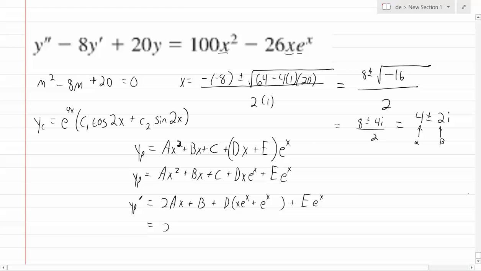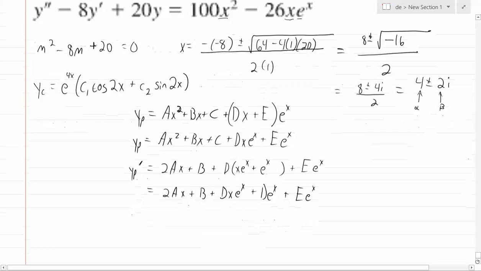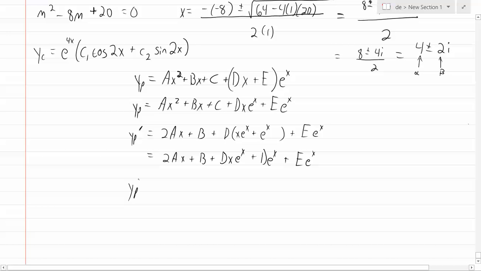All right, so I'm going to write out those terms. That's going to be d x e to the x plus d e to the x plus e to the x. And then the second derivative, y sub p double prime, that's going to be equal to 2a. The derivative of plus b is going to be 0. Then again, I have to use the product rule here. So that's plus d times the first times the derivative of the second plus the second times the derivative of the first.